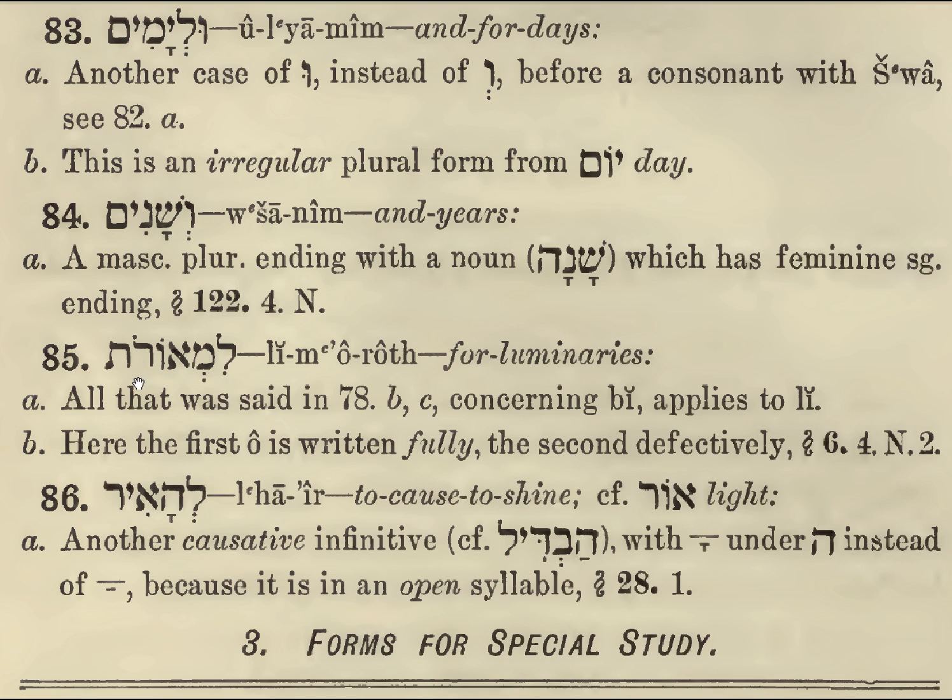Lim'orot. So our first syllable is closed, lim, then open o, and then rot. For objects that give light. For luminaries, objects that are sources of light. What was said before about the bi applies here to li as well. Here the first o is written fully and the second is defective. Full o, defective o.